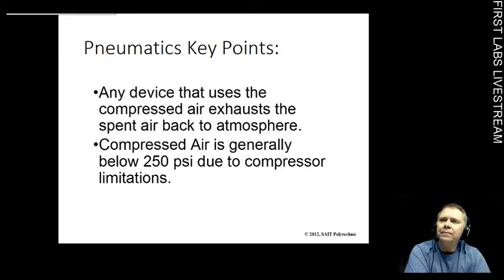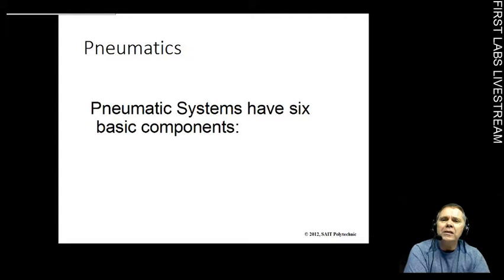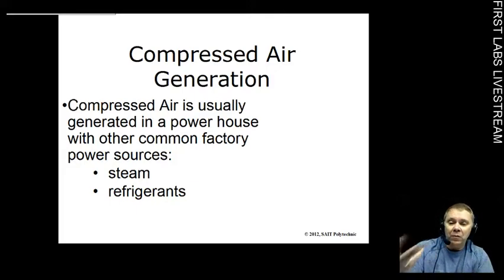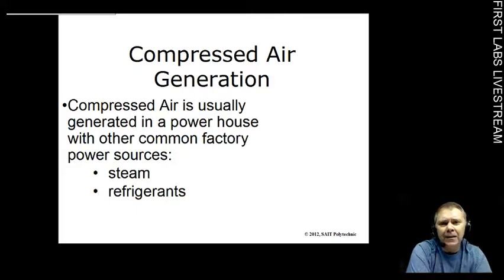There are 6 basic components that you have to worry about in pneumatics, whether it's industrial or just in FIRST Robotics. The first thing is you have to have some way of compressing your air. In FIRST Robotics, we use the little air compressor that comes in our kit. That's our pump that compresses the air. In industrial systems, they also provide steam, refrigerants, heating and things like that.